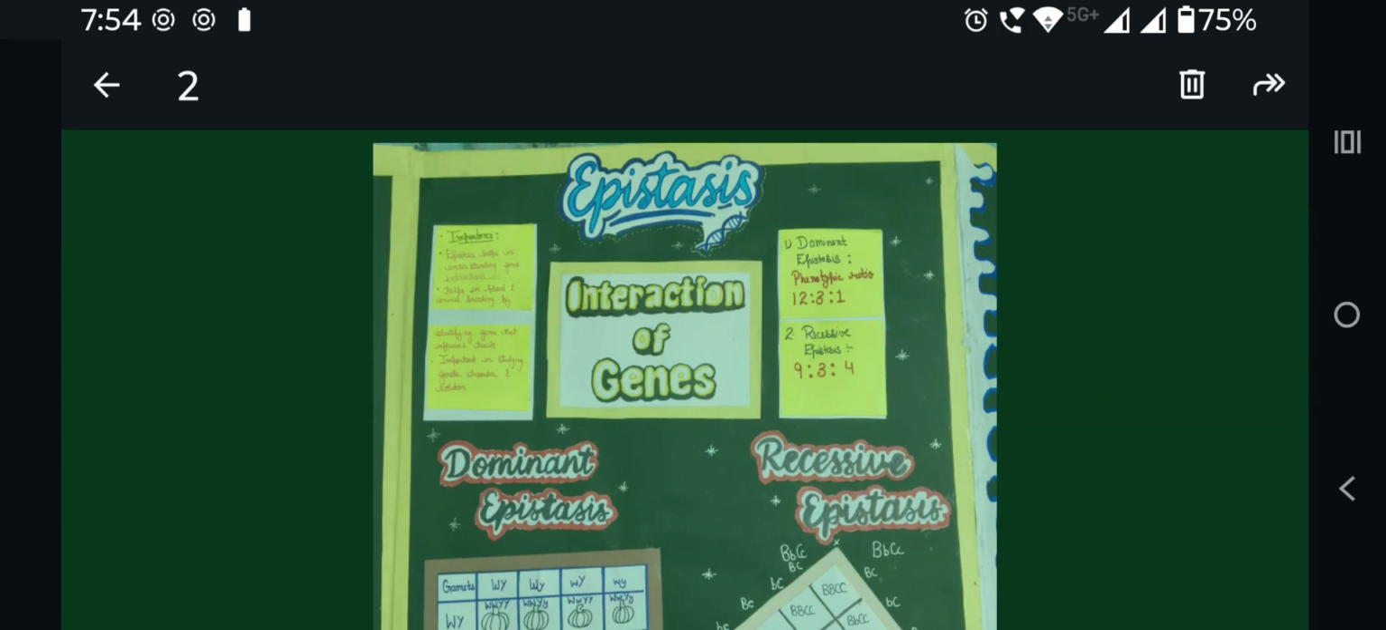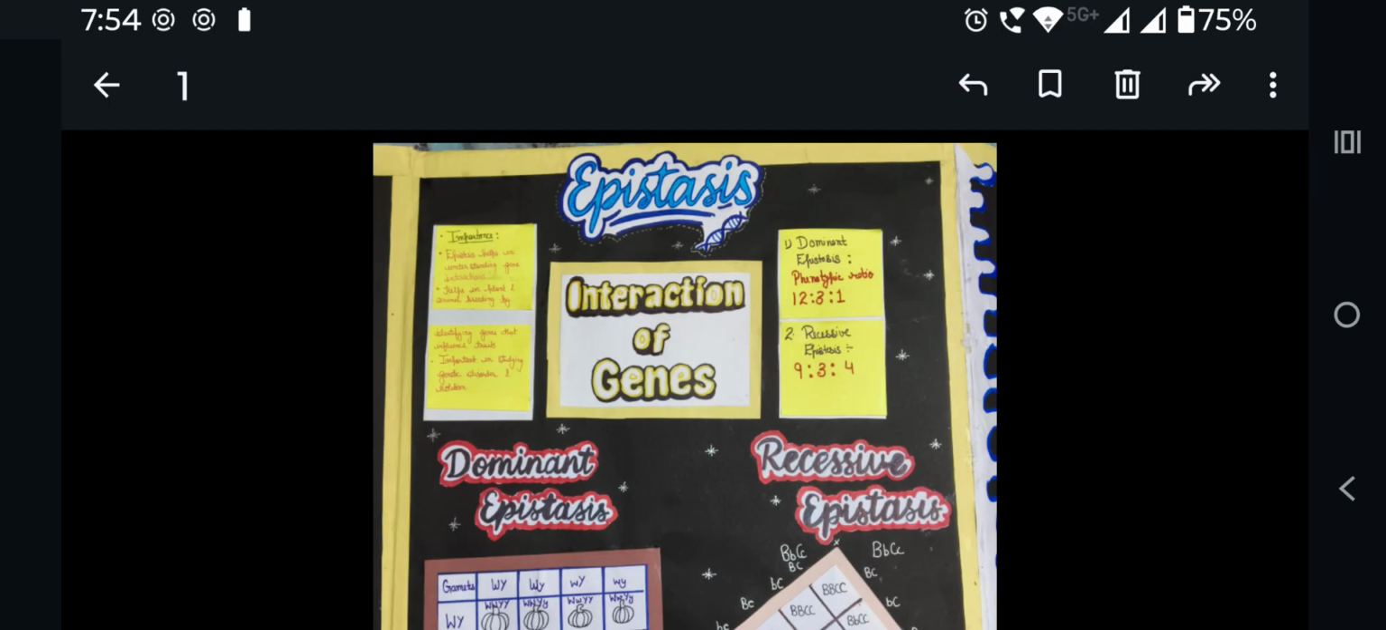So this is about the topic epistasis. Some topics are very difficult to understand, but when you use some innovative ideas, and put your efforts into making charts and models, you can understand the topic in a better way. So this is again a new chart which is made by the student.